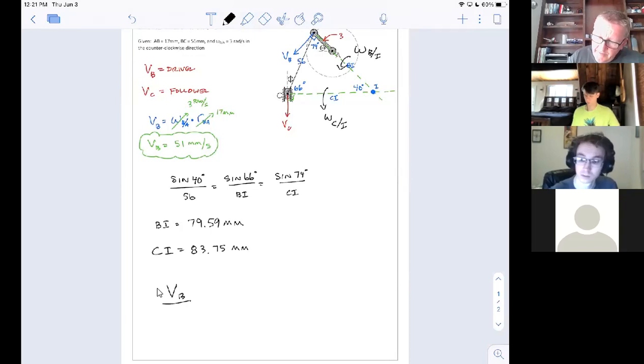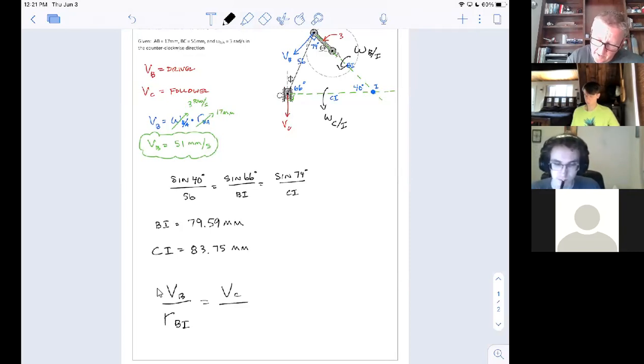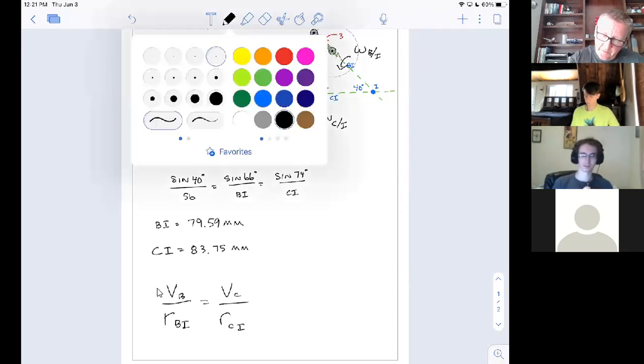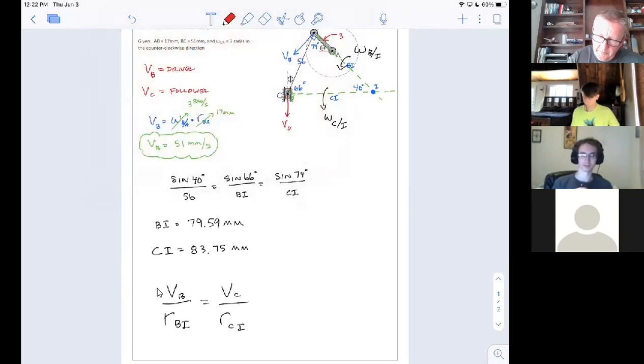So I can say the velocity of B divided by its radius, which I'll write in here just for the sake of the notes, divided by BI, is going to be the same as the velocity of C divided by its radius, CI. And again, I know all of those things. Well, at least I went to the trouble to find the velocity of B. If I hadn't gone to that trouble, now I would see that I need it. And I know these two radiuses now.